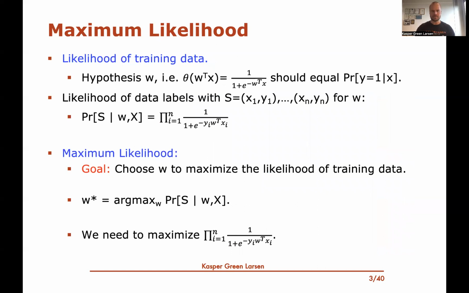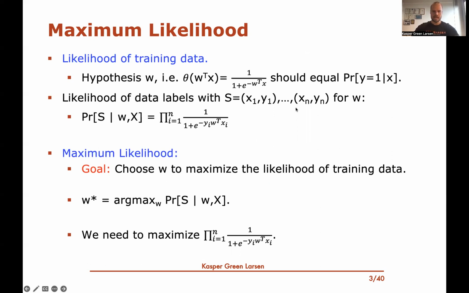So what we did was we looked at maximum likelihood. We used this as an idea for how to derive a learning algorithm and a loss function. The basic idea was that if I have a hypothesis w and I make this prediction, then this is supposed to equal the probability that the label is 1 given x. Which also means if I have my training data S and I have decided on a w, I can compute the likelihood of observing these labels given the model w and the feature vectors x.